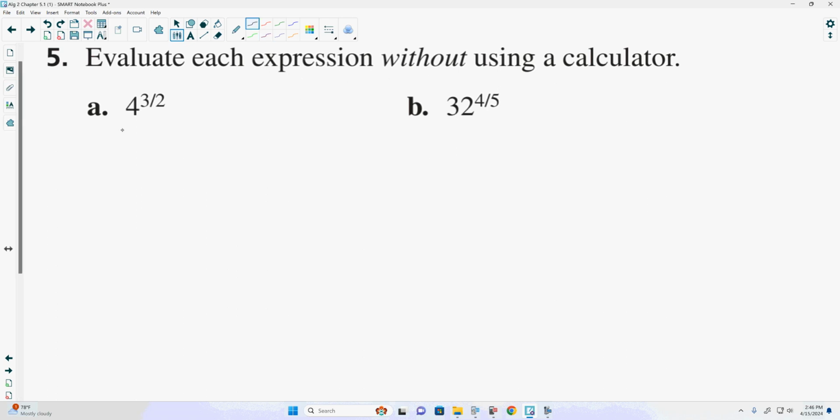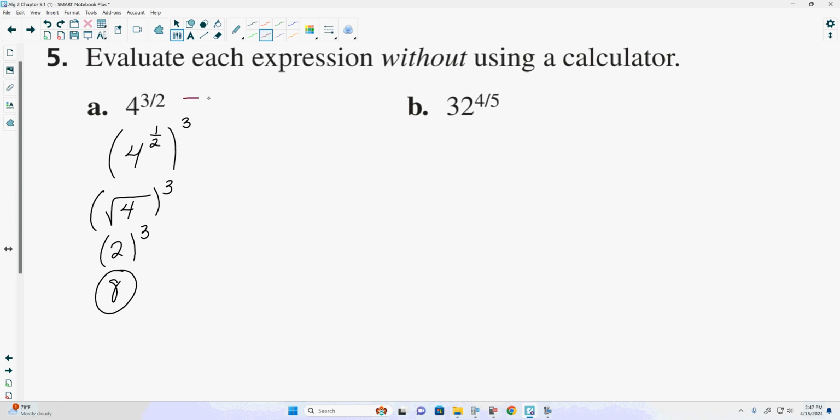4 to the 3 halves. Again, I would do exactly what we did on the previous one. First thing I would do is split up 3 halves, because doing 4 to the 3 halves without a calculator might be a little challenging. But if I split it up, 4 to the 1/2, cubed, well, 1/2 is the same as what? The square root of 4. Now we know what the square root of 4 is: 2. So now we're taking 2 to the third power, and 2 to the third power is 8. And that's it.